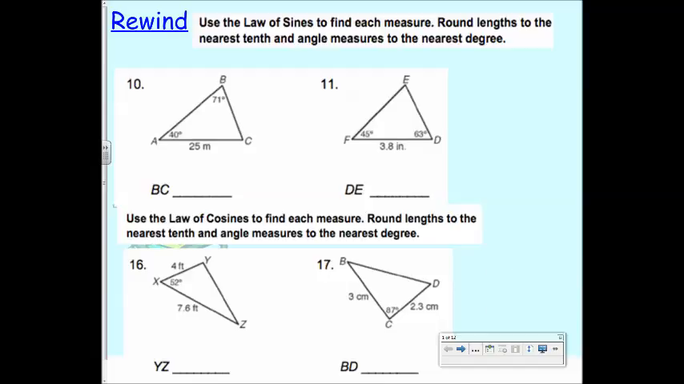It depends on which one you're looking for. So for that one, the unknown is the side across from F. So that would be your A.